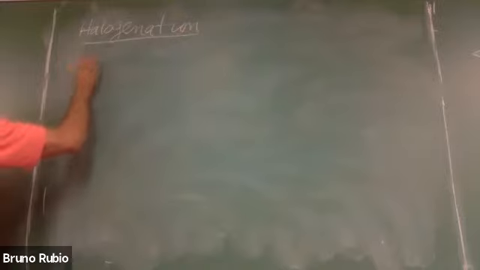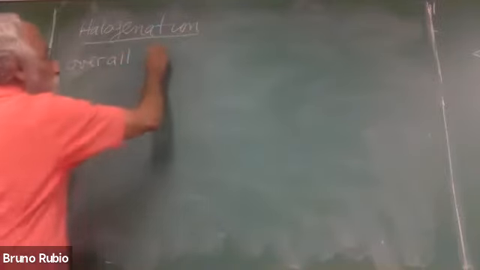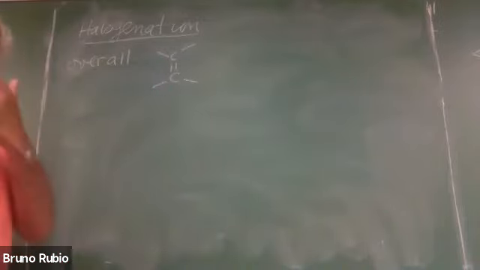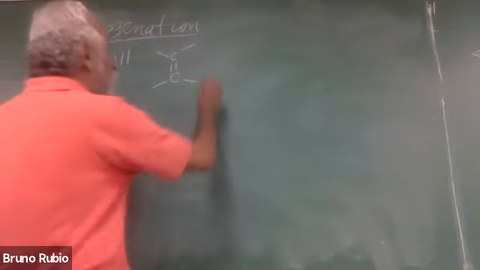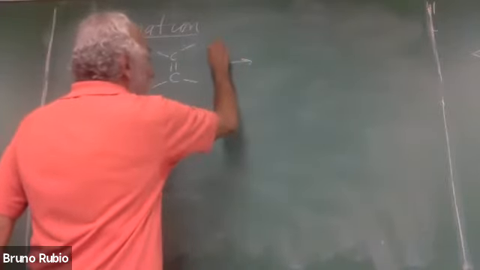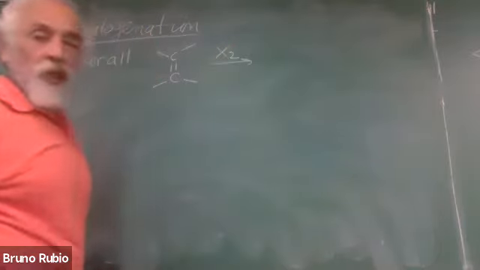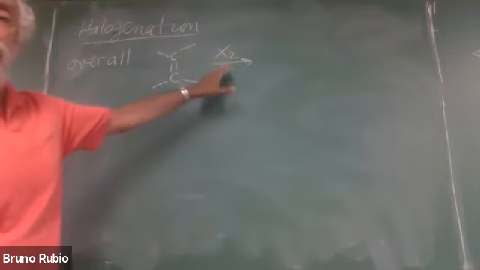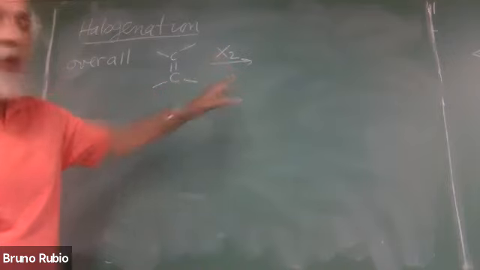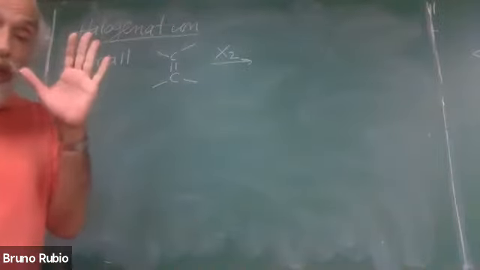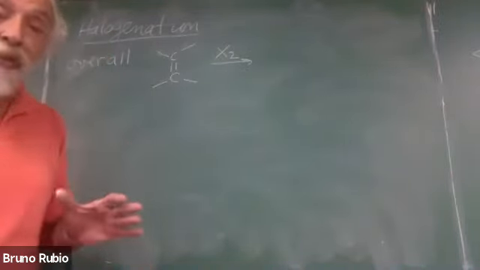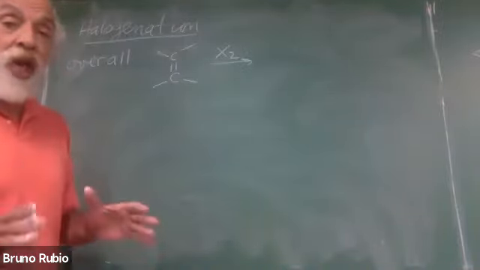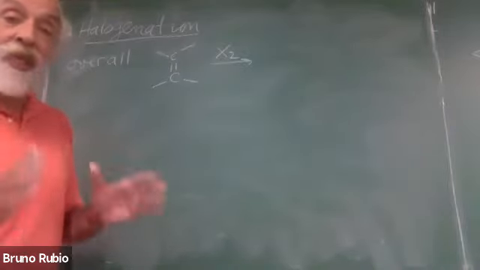Okay, the overall reaction is we have an alkene, right? Because we're talking about the chemistry of the alkenes. We have the alkene, and we react it with X2, right? And so it could be F2, but it never is. So this is going to be either Cl2, Br2, or I2. And this should ring a bell with you, right? Because we just talked about radical reactions, and we saw that Br2 and Cl2 were very prominent there.